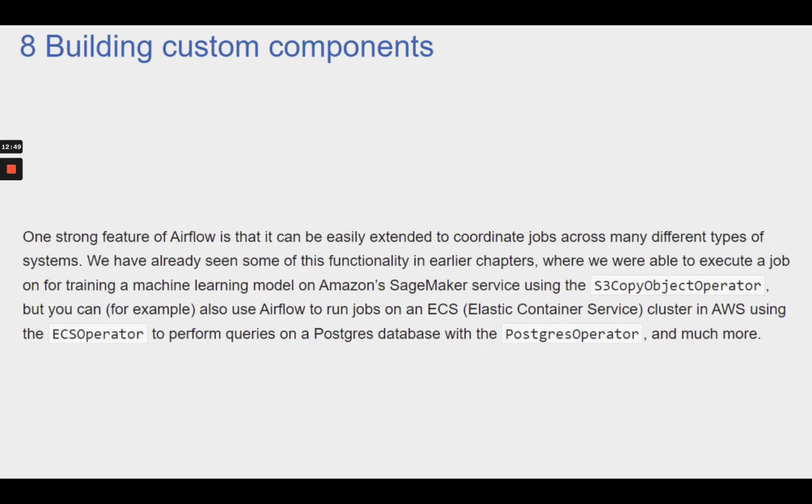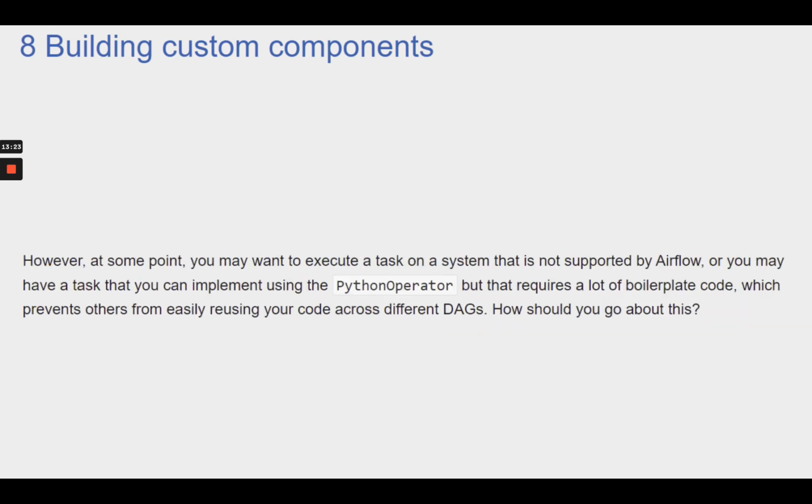One strong feature of Airflow is that it can be easily extended to coordinate jobs across many different types of systems. We have already seen some of this functionality in earlier chapters, where we were able to execute a job for training a machine learning model on Amazon's SageMaker service using the S3 copy object operator. But you can, for example, also use Airflow to run jobs on an ECS, Elastic Container Service, cluster in AWS using the ECS operator, to perform queries on a Postgres database with the Postgres operator, and much more.